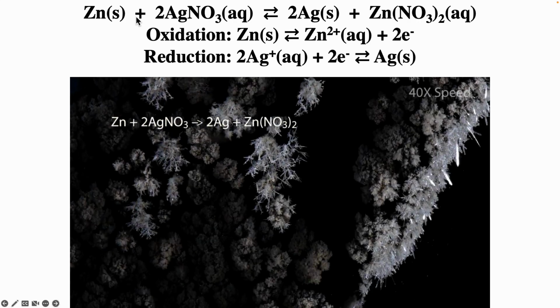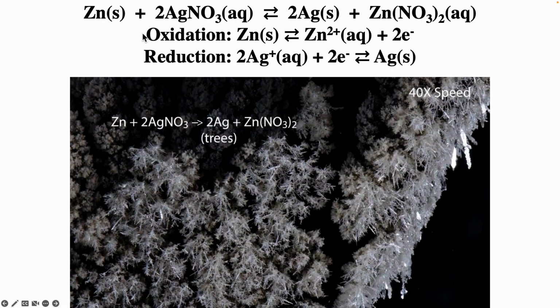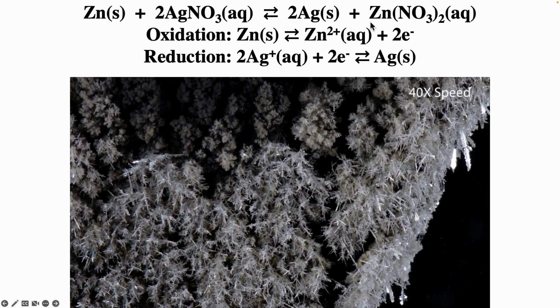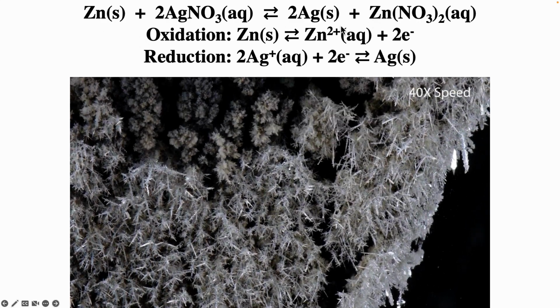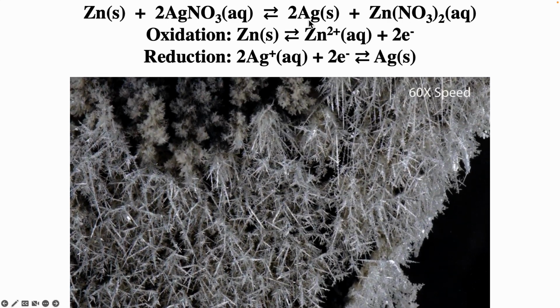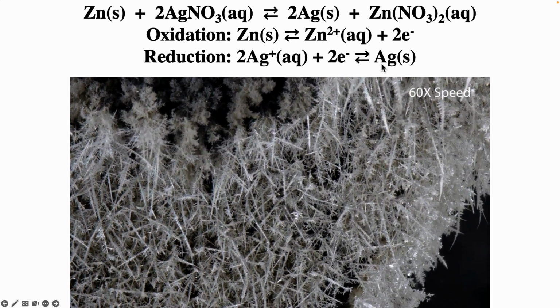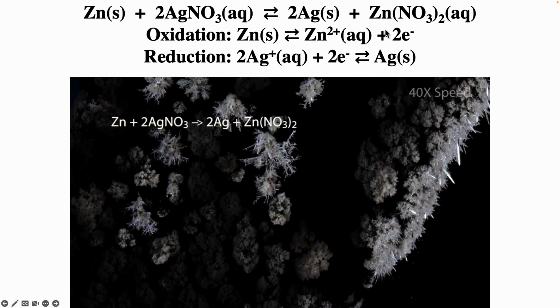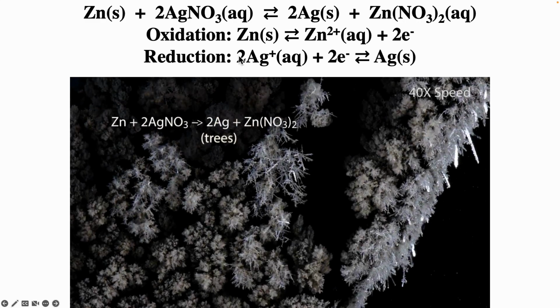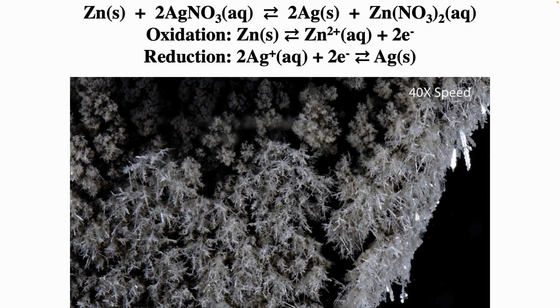Here we have zinc plus silver nitrate going to silver metal plus zinc ions. Again, the zinc is going from a 0 to a +2, and so each zinc is losing 2 electrons. The silver ions are going from +1 to the silver metal, which is 0 oxidation state, so each silver ion is gaining 1 electron. And so we have 2 electrons in the oxidation half reaction, 2 electrons in the reduction half reaction, and that's 2 electrons being transferred.